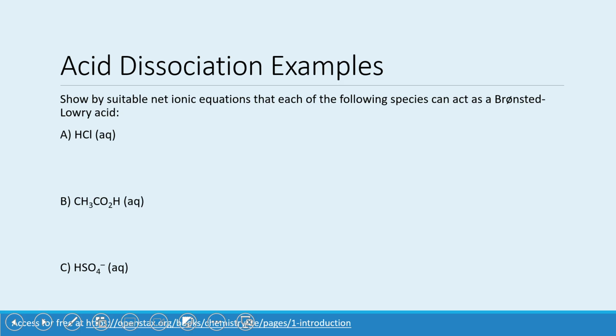Okay, so let's look at some examples where we are asked to produce the net ionic equations for each of the following species acting as a Bronsted-Lowry acid. So remember that by definition, a Bronsted-Lowry acid is going to donate an H+. Donate that hydrogen ion. So what that means is that if it's donating it, it must have H+ as a product in the balanced chemical reaction.